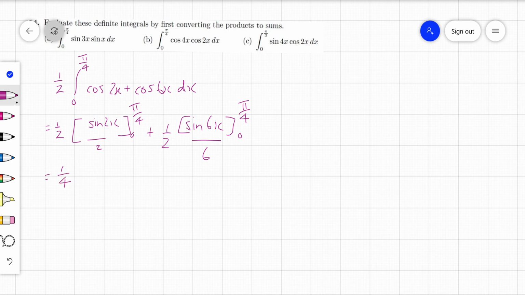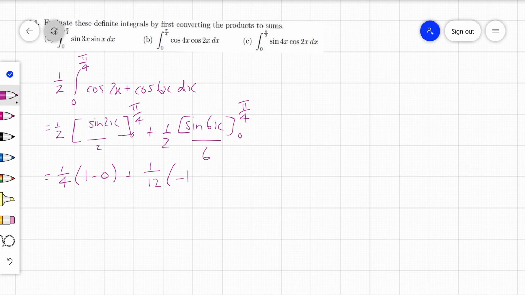Sine of 2 pi on 4 is pi on 4. So again, we've got 1 and sine of 0 is 0. Put that 6 out the front with the 2. So I've got 1 on 12 out the front. Here I've got 6 pi on 4. So 3 pi on 2. So 3, so 1.5. So I'm going to get a -1 here.